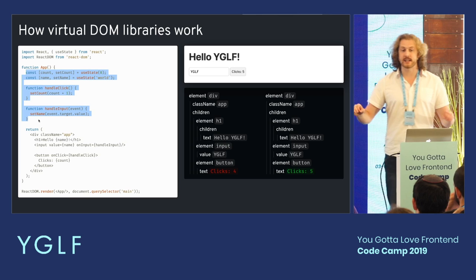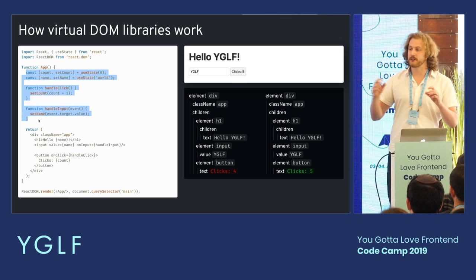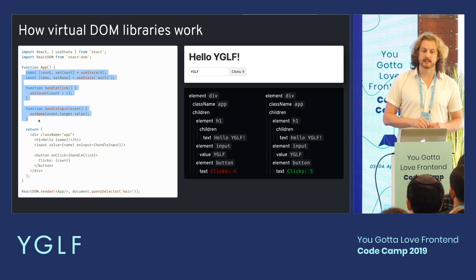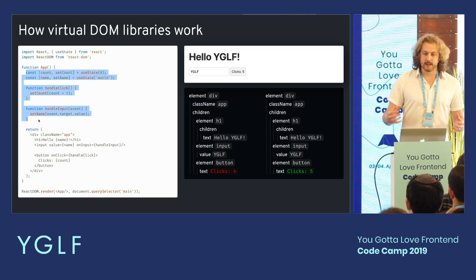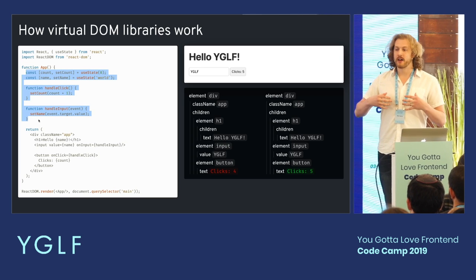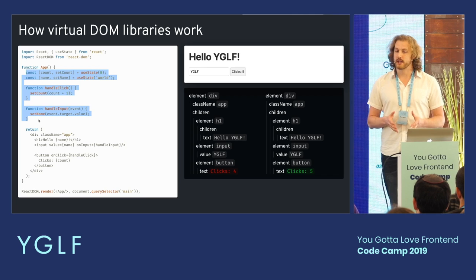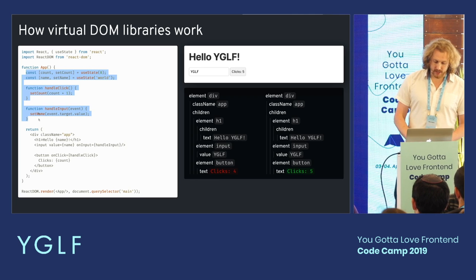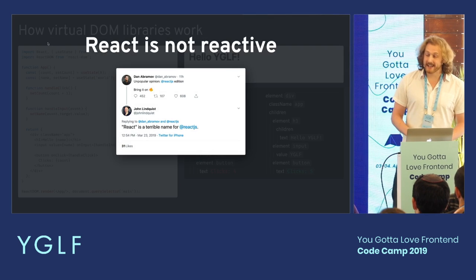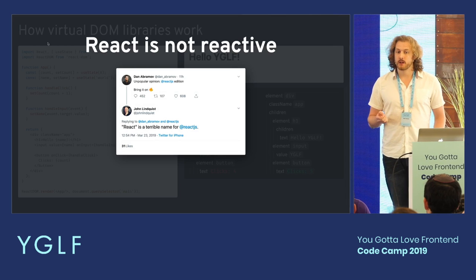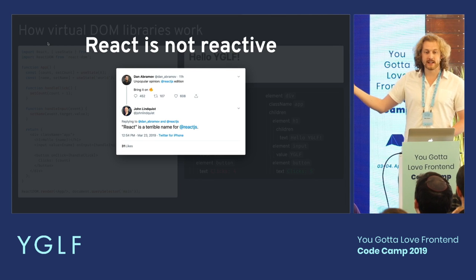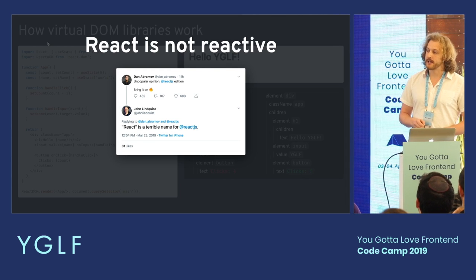Every time there is any state change at all, we need to redeclare these functions that close over that local state. The problem here is that React doesn't have any understanding of the values flowing through your app. It treats it as a black box. In other words, by any reasonable definition of the word, React is not reactive. Or as John Lindquist said, React is a terrible name for React.js.